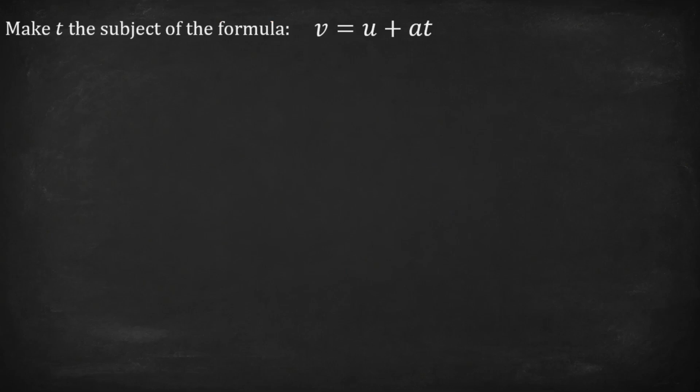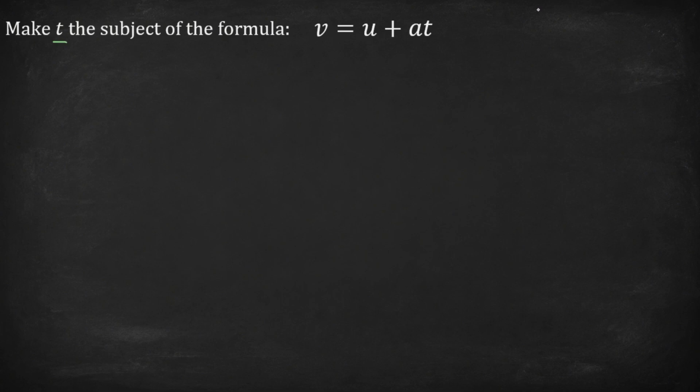For our first example, we have v equals u plus at. Now, this formula is the first equation of motion used in physical sciences. It is used to describe the motion of an object moving with constant acceleration. But now we've been asked to make t the subject of the formula or the equation. That means that our final answer must have t alone on one side of the formula.